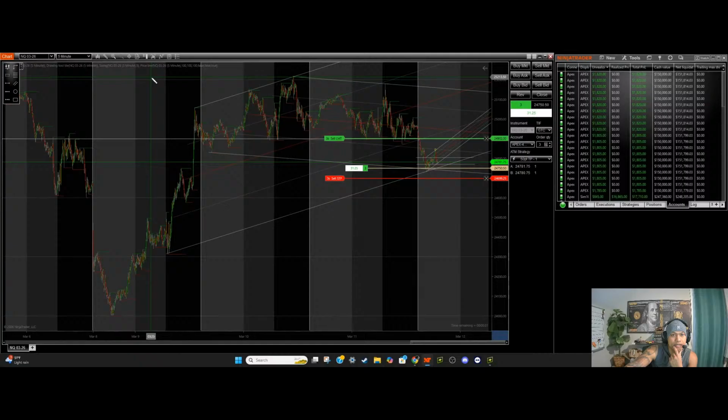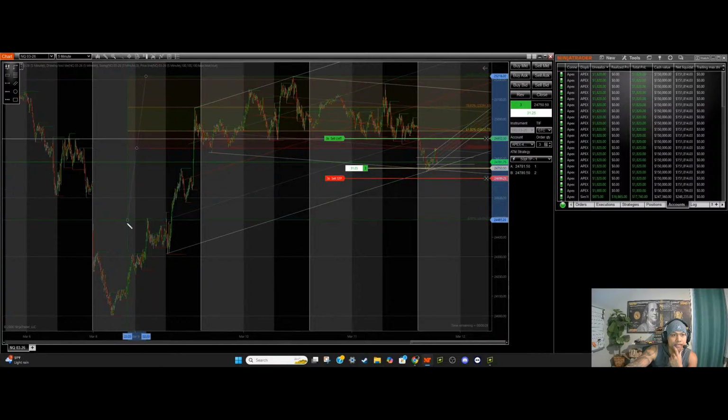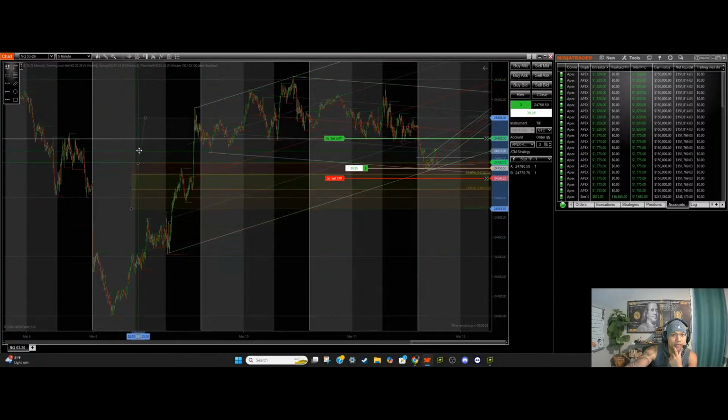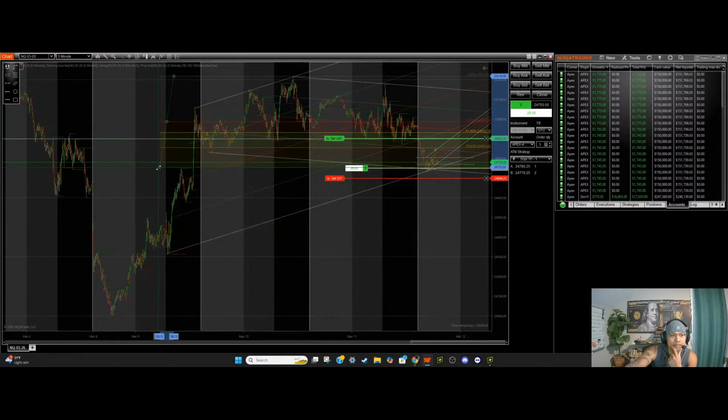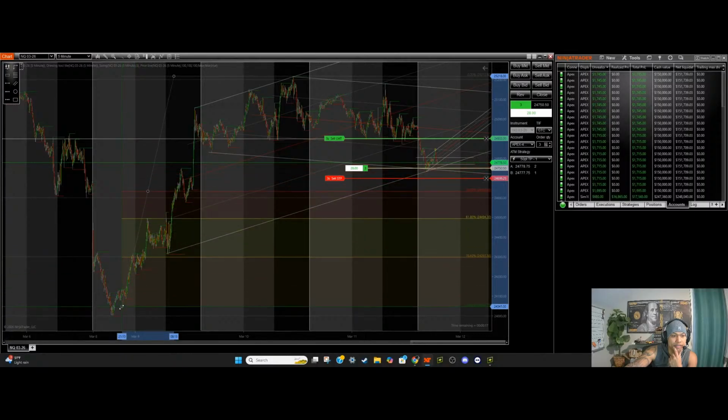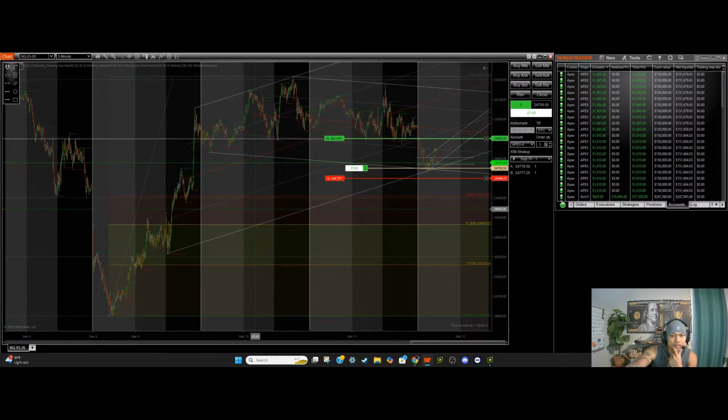Let's see. What does the fib pullback look like? Actually, the other way. And I don't really use the fib, but it's just kind of a reference. 50% is all the way down to 600. So yeah, we might get a 50% pullback instead. And let's see what that looks like in our channel.